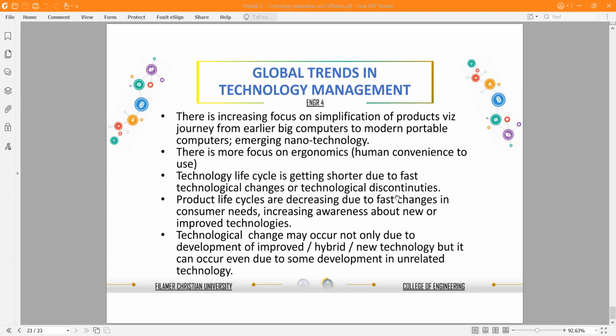And technological change may occur not only due to development of improved, hybrid or new technology, but even due to some development in unrelated technology. So sometimes there is a big surprise. You thought it only treats this, but it turns out it is also a cure for this illness. These are the global trends in technology management.